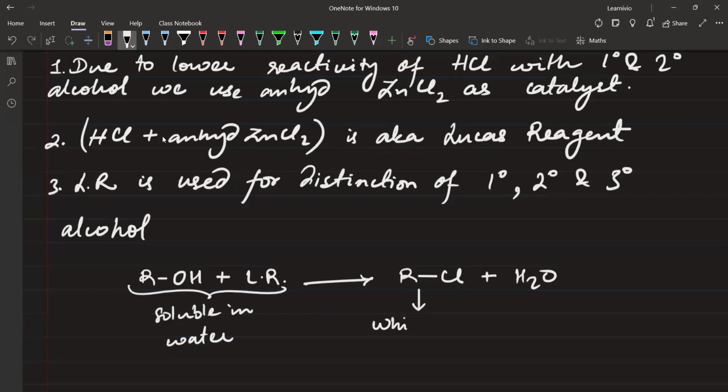It does not precipitate really, it gets dissolved like chalk. It doesn't settle down very easily. So I will write white turbidity. Basically मतलब है that it does not dissolve in water, ठीक है. And that is why we use Lucas reagent.